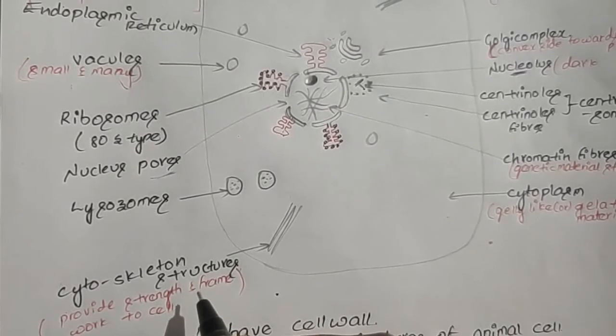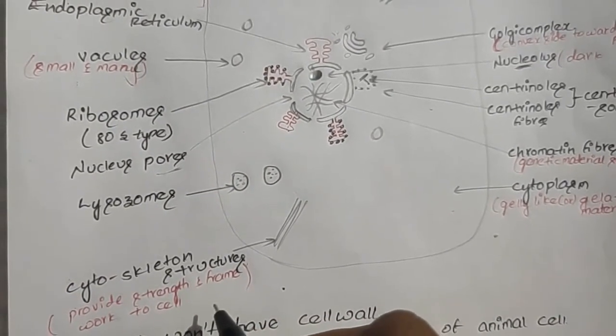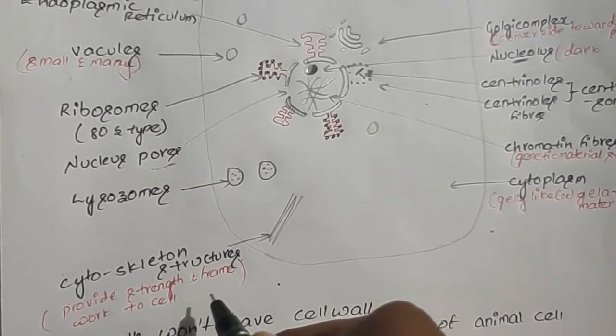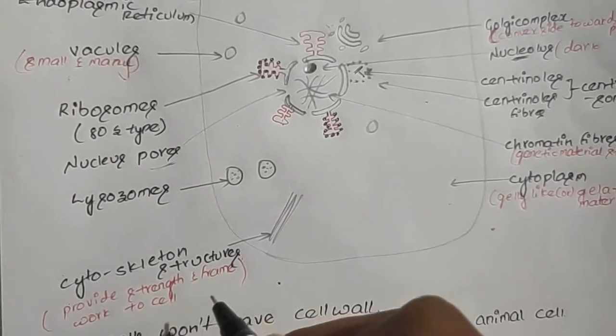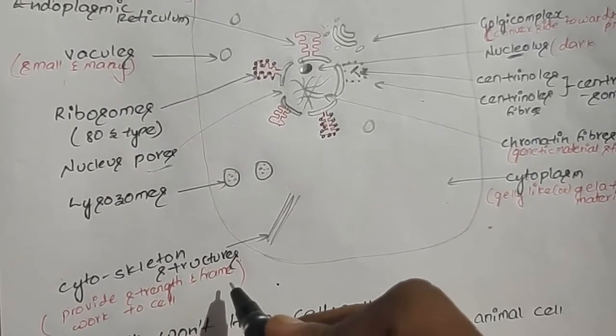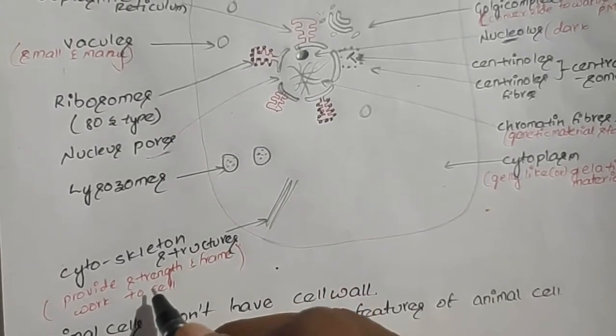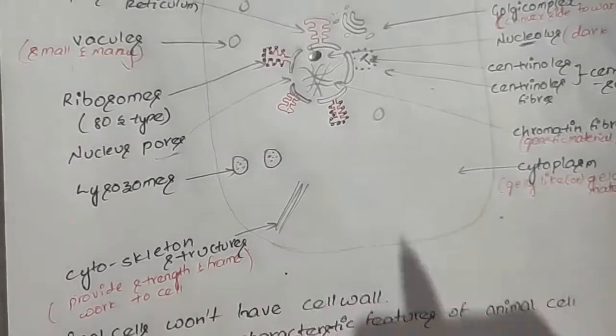These can be microtubules or microfilaments. Microtubules are hollow pipe-like structures, and microfilaments are solid rod-like structures. These microtubules are made up of tubulin protein, and microfilaments are made up of actin filaments. This cytoskeleton provides strength and framework to the cell.